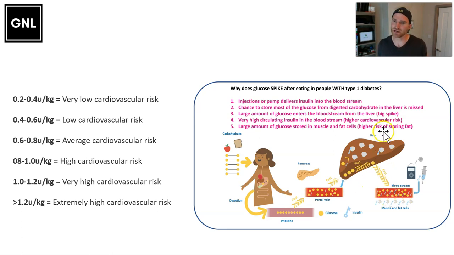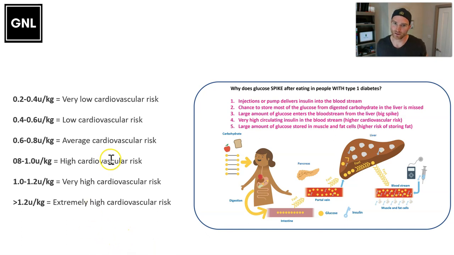So we've already said people with type 1 diabetes have the issue of the insulin going into the outer circulation and not into the portal vein. And having a very high circulating level of insulin in the blood increases your risk of storing fat and being fat, and is also a growth factor for cardiovascular issues.